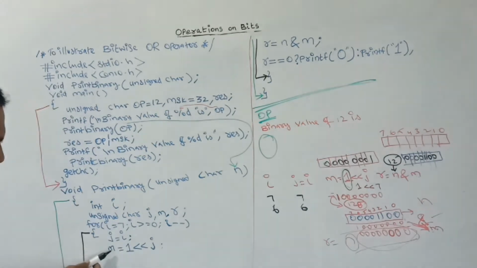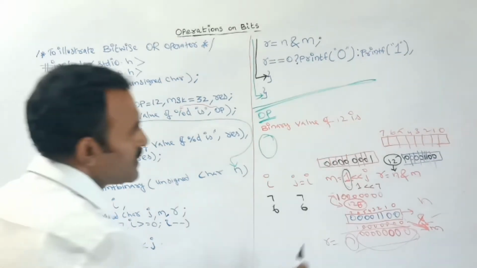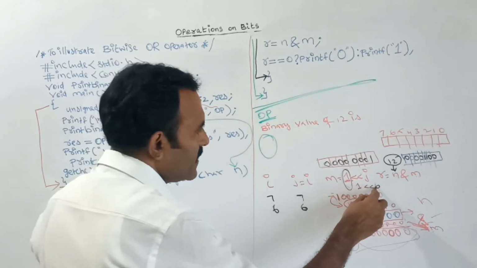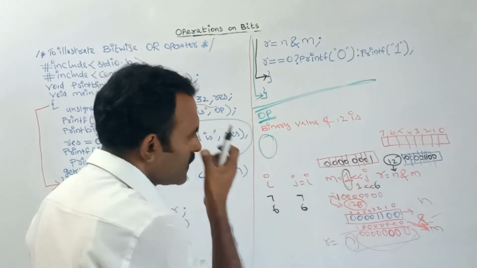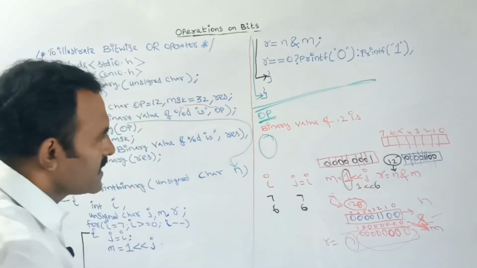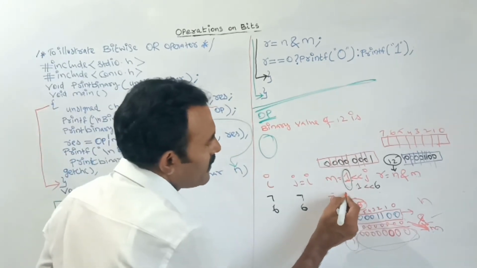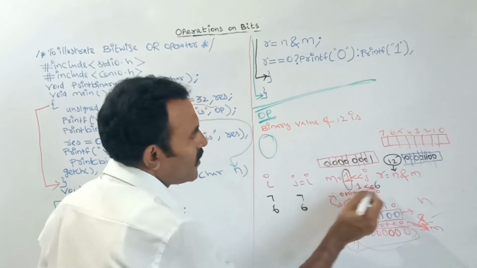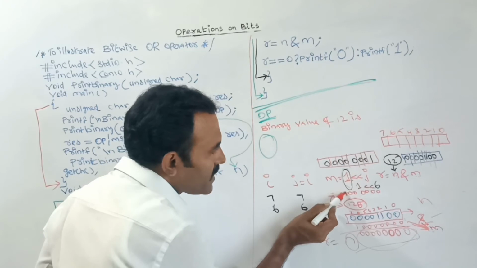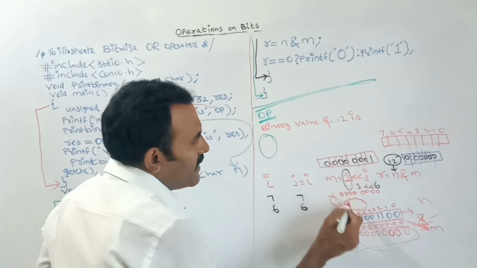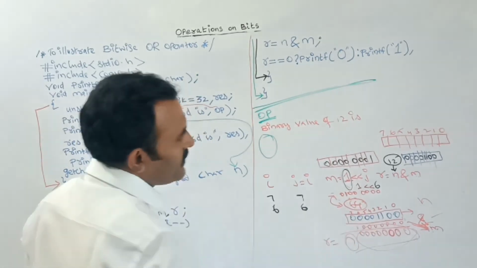Next, after this step, I am left shifting 1 with the jth value. What is the value here? The jth value is 6, so 1 left shifted by 6. If I left shift 1 by 6, then what is the answer? At the 6th position the value will be 1, and the remaining every bit value will be 0. That corresponding 6th position value is 1. For this, the decimal value is 64.